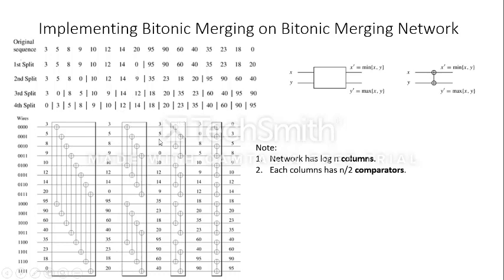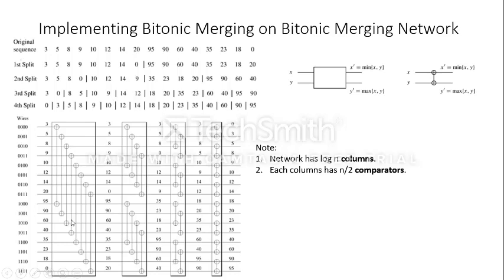Similarly, after the second Bitonic split, again there are 8 comparators. 3 is being compared with the 8 in the first comparator. 5 is being compared with the 0 in the second comparator. And in this way, 8 comparators, first 1, 2, 3, 4, 5, 6, 7, and 8 comparators are being used. And in the fourth column, there is the first comparator, comparator 2, comparator 3, comparator 4. So in each step there are an equal number of comparators.